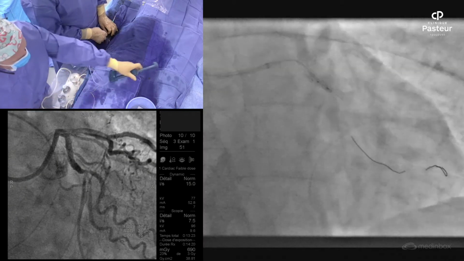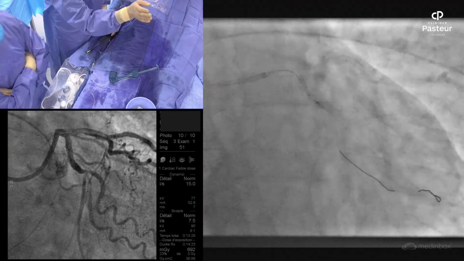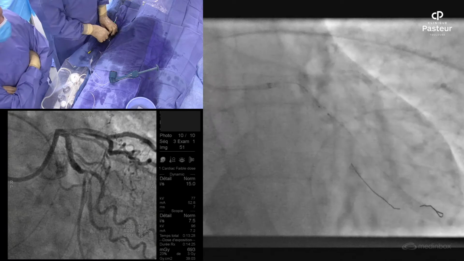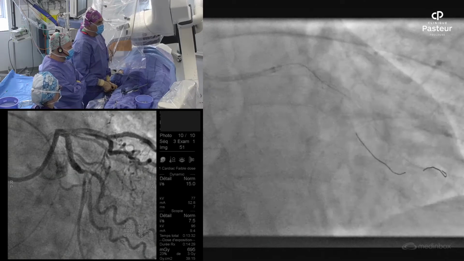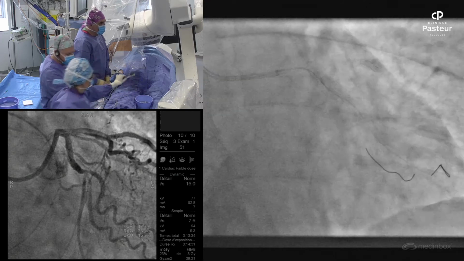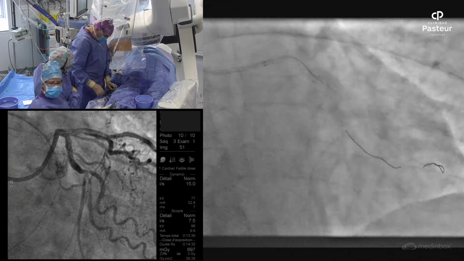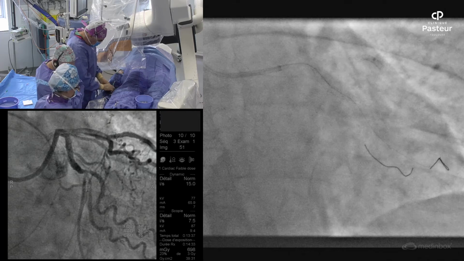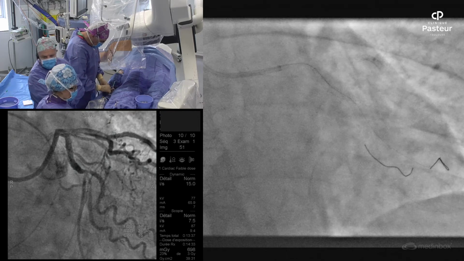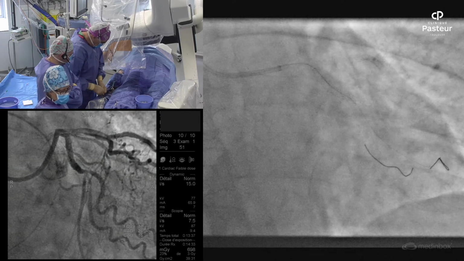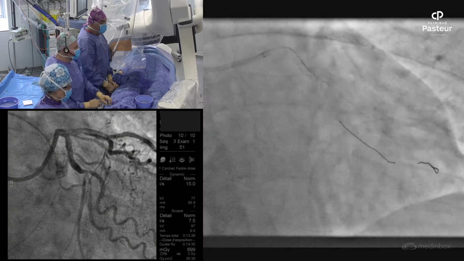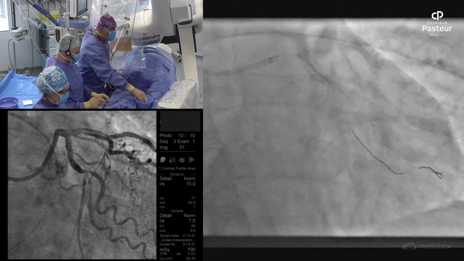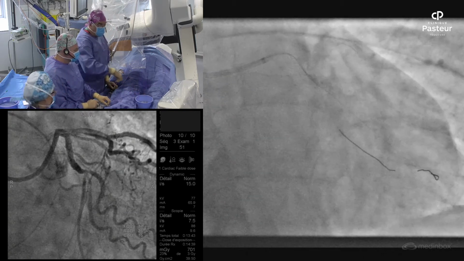Okay, so you saw that I removed the balloon a little bit, 1-2 millimeters, in order to be sure that the proximal part of the stent, the proximal edge, is correctly open. Now we remove the 3 millimeter balloon. We will leave what I told you before, the jailed wire inside.